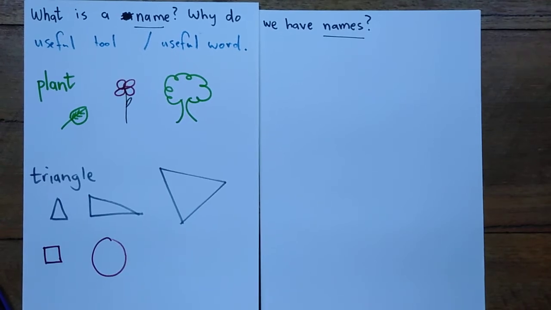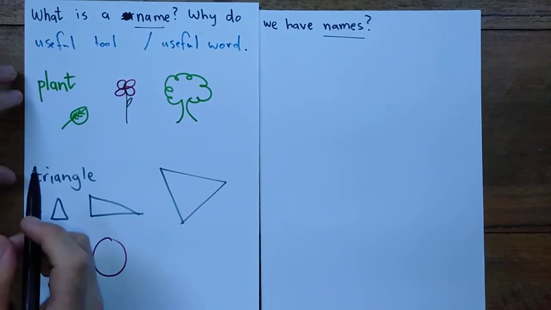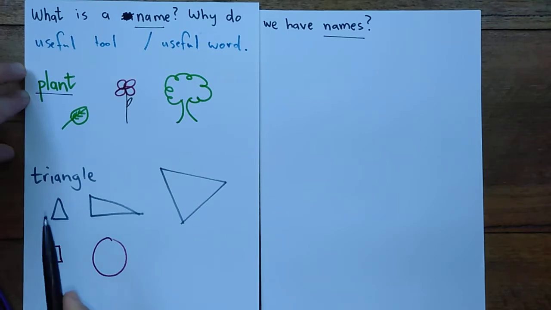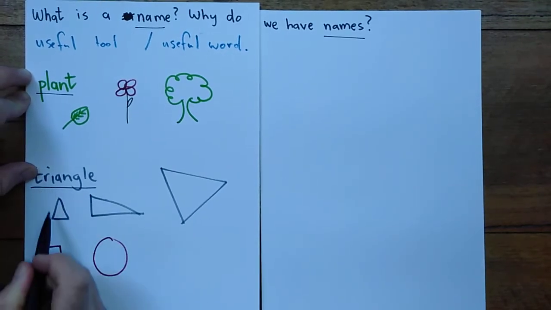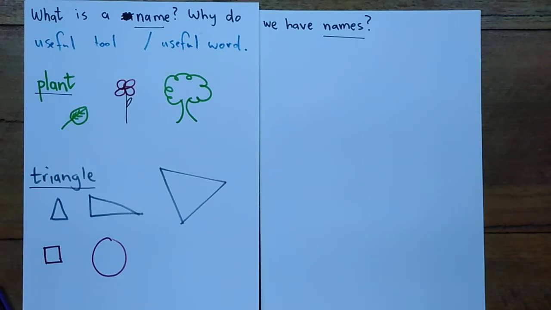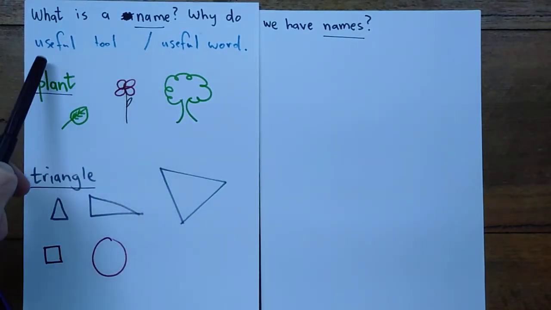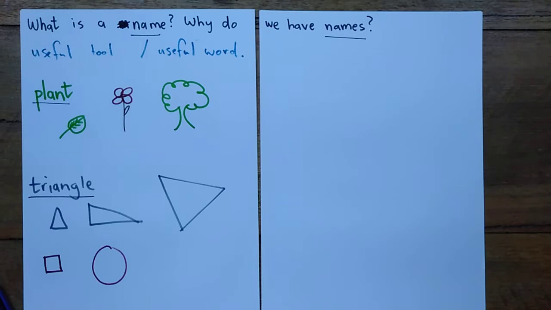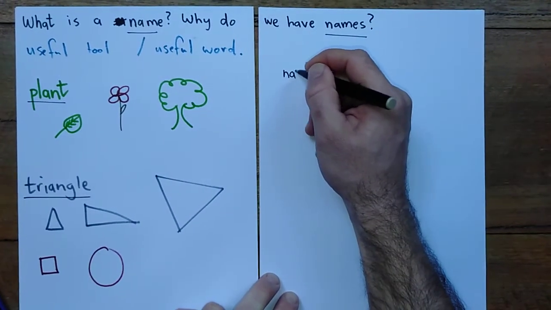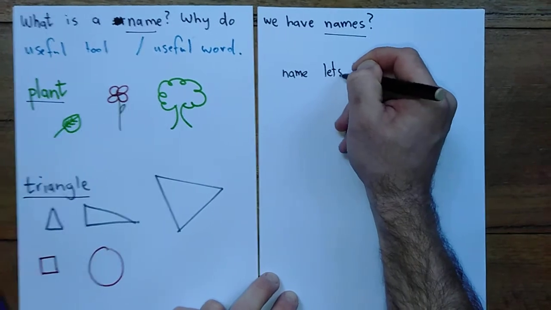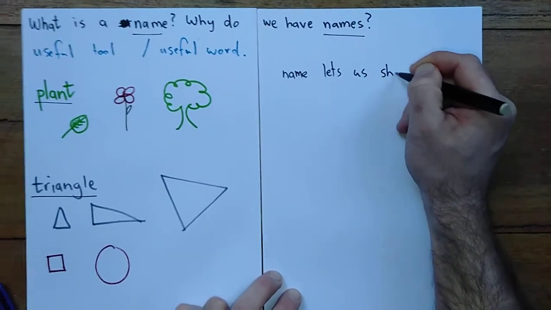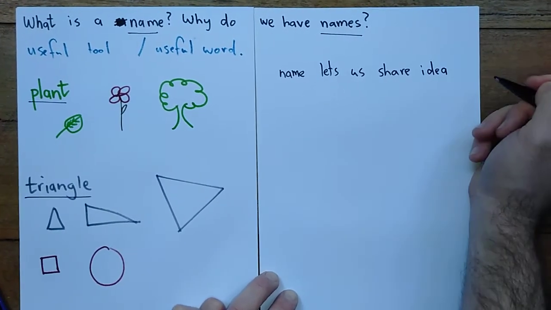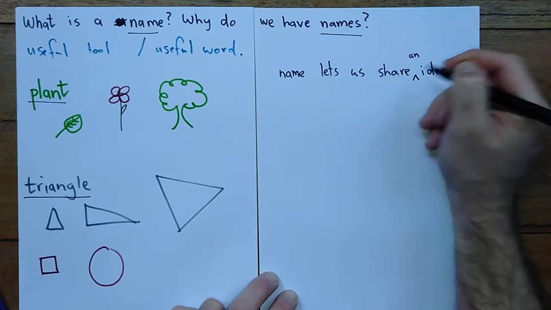And so what I'm saying is, these two words are names. Plant is a name for these sort of things, or some of the things that were outside the window. And triangle is a name for these sort of things. In that way, a name is a useful tool or a useful word, because what it lets me do is share an idea. So a name lets us share ideas.